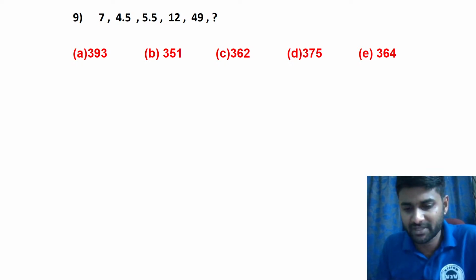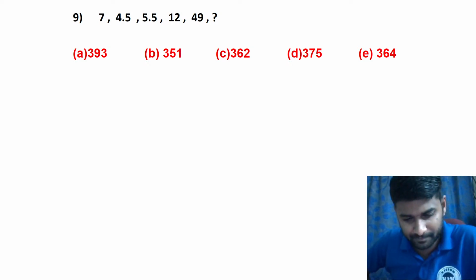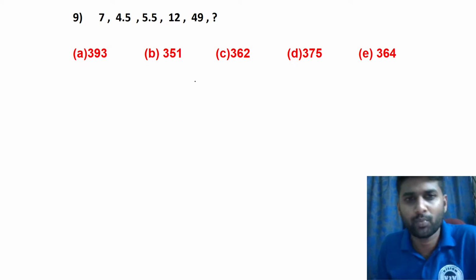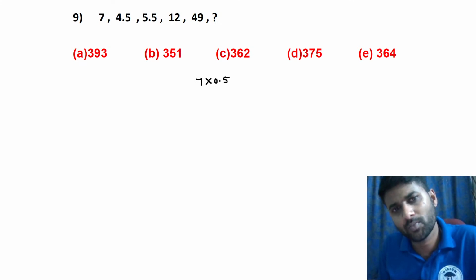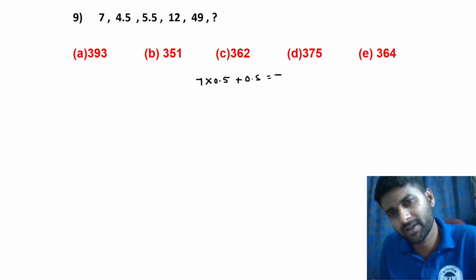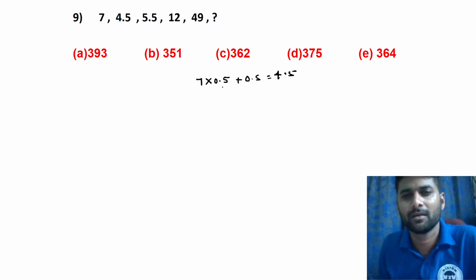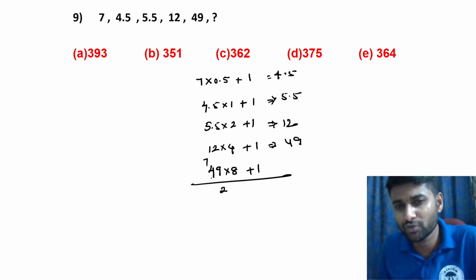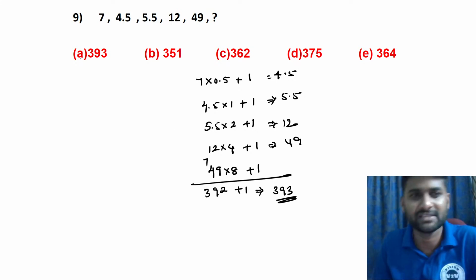Next, again decimal multiplications here. Now again 7 becomes 4.5. If 7 is multiplied by 0.5 plus 0.5, it becomes 4.5 units. Plus 72. 8 fours are 32, 392 plus 1 is equal to 393. Your answer is 393.